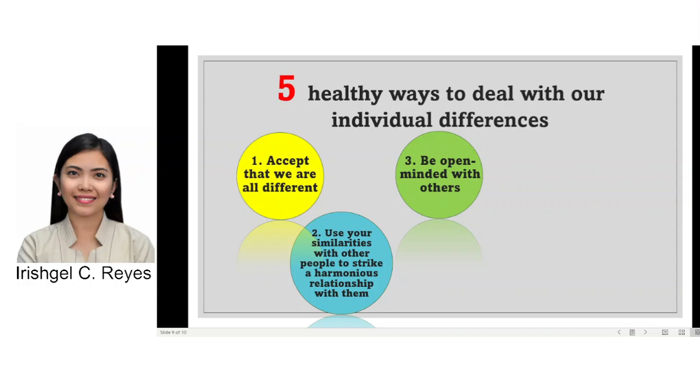You can also learn from their culture, traditions, and values. Parang ano lang yan, minsan, akala mo, kunwari, punta ka sa isang lugar, eventually, you will learn from them eh. You will adopt. Parang ganon. Okay? Next. Number 4, try to consider where others are coming from.